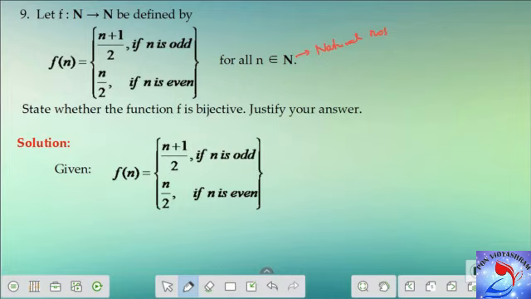So we have a function f defined from natural numbers to natural numbers using the definition, that is f of n is equal to (n plus 1) by 2 if your n is odd, and when your n is even, it takes the value n by 2. So this is the definition of the function given to us, and we need to check whether the given function is bijective or not. Let's see.